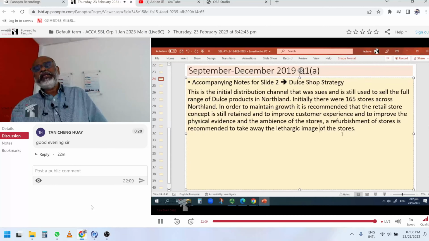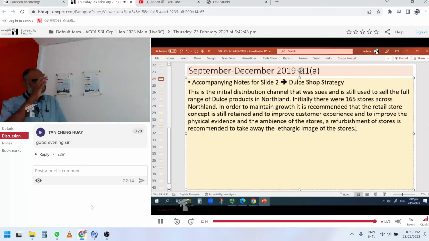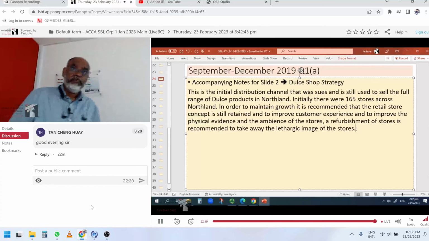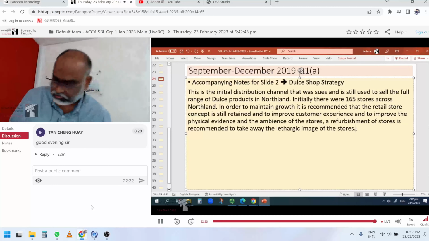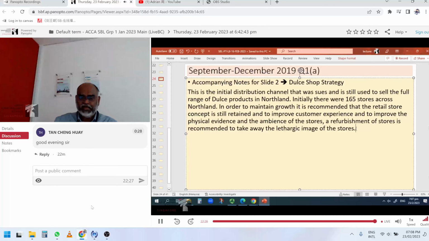Lethargic image means what? The brand is too old, it looks too traditional, right or not? So you have to change the interior. You look at every company, they will do that, changing of the interior to make it more modern, to project a modern image or whatever. Okay, recommended to take away the lethargic image of the stores. To improve customer experience, the training of employees is also recommended.